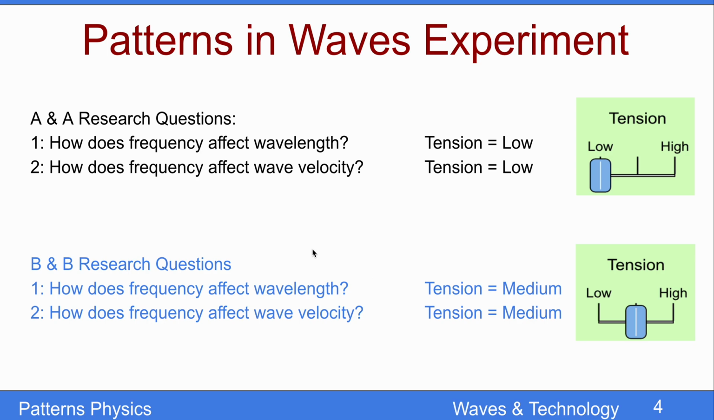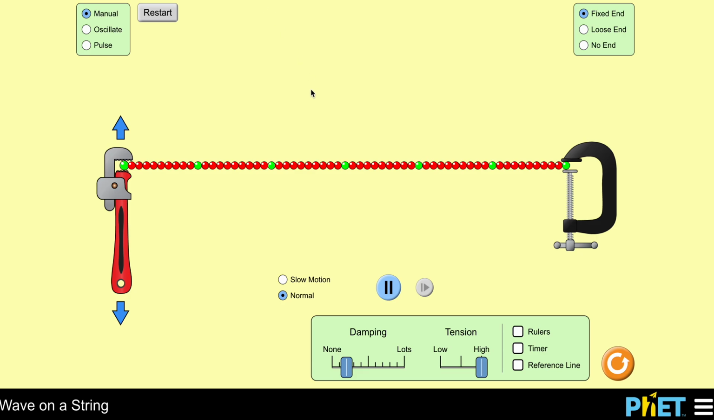Different groups should use different tensions, which I will show how to set up here in a moment. Some groups might use low tension, and some groups might use medium tension. The experiment is going to be performed on PhET's Wave on a String. This can be Googled, or it's also linked on the lab template.